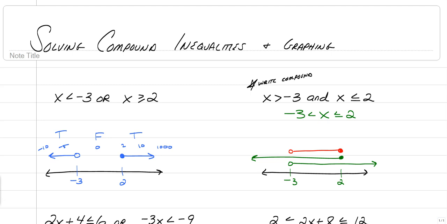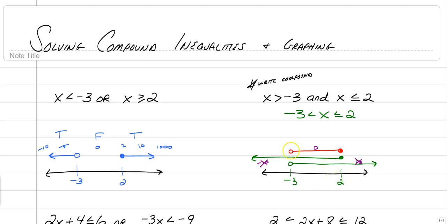So you can go test this again. Would -10 work? No, it wouldn't work, because it needs to be greater than -3 and less than or equal to 2. So -10 only satisfies one of them. What about 0? 0 does work. It's in between these two. 2 works. -2 works. -1 works. -3 doesn't quite work, but -2.99 does. And how about 10? Nope. 10 does not work because it's not less than 2.